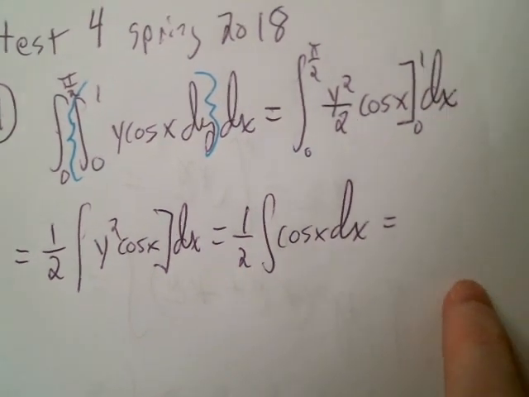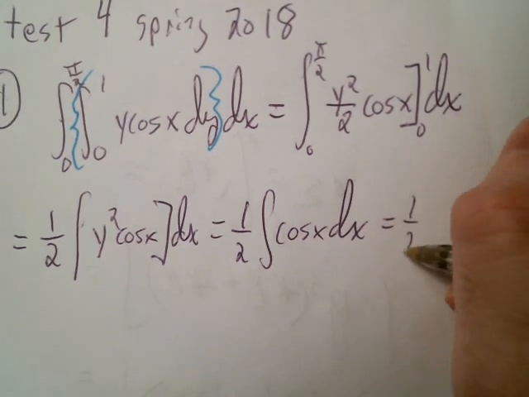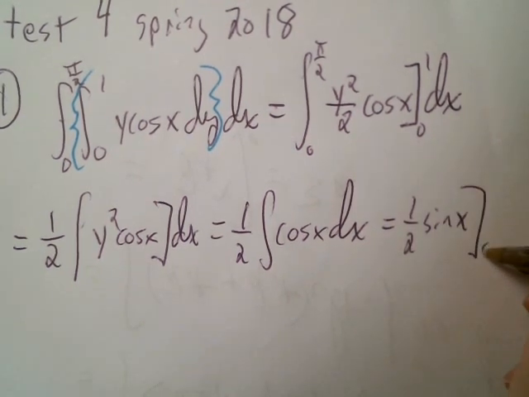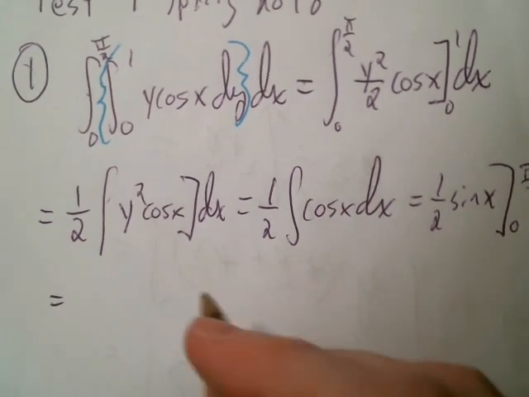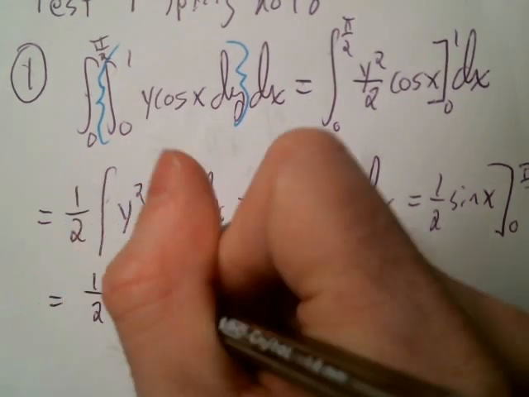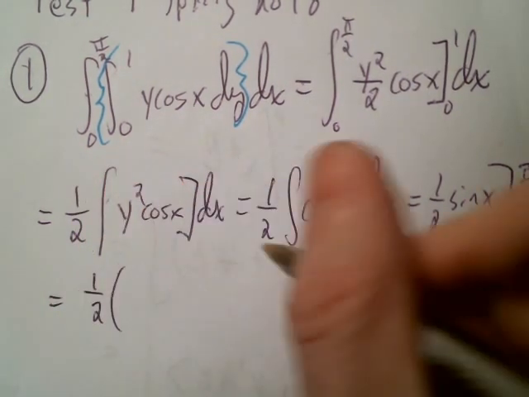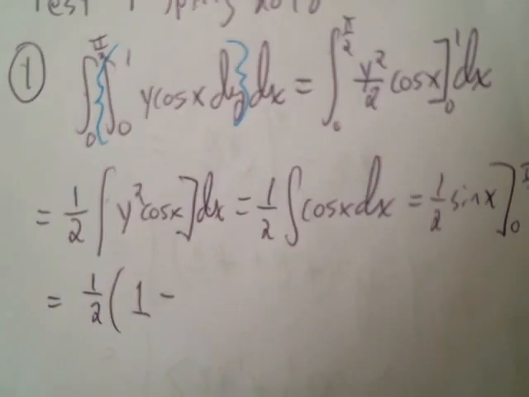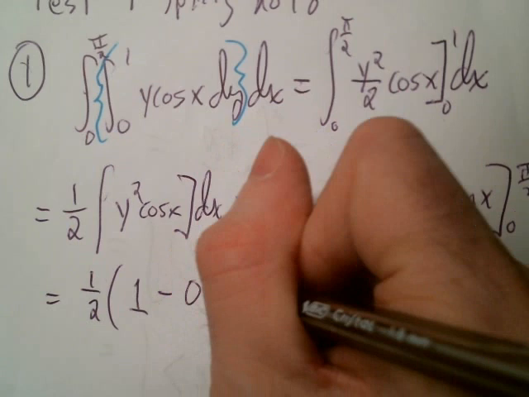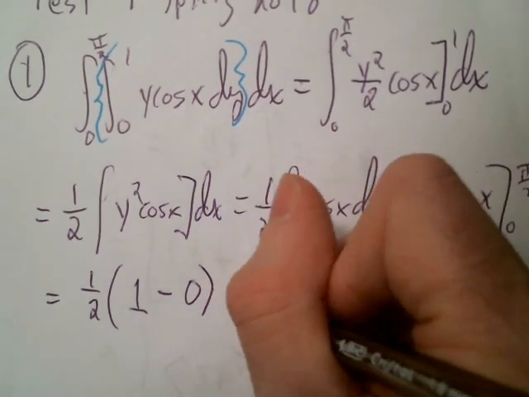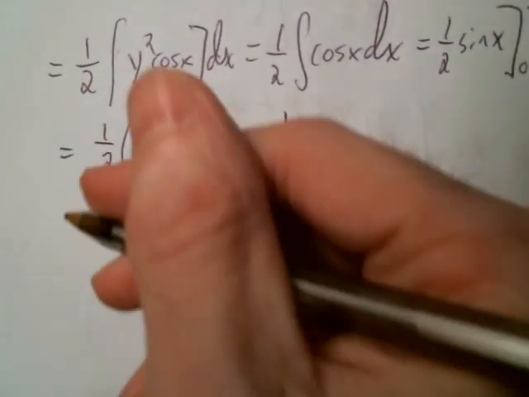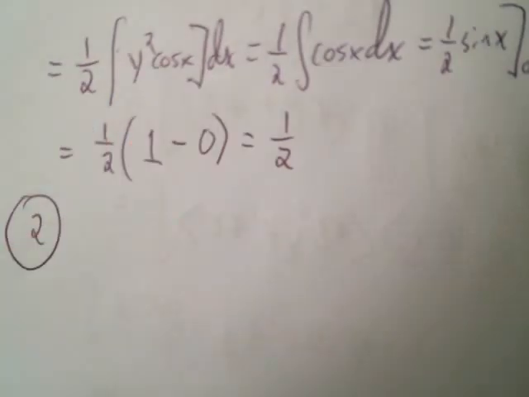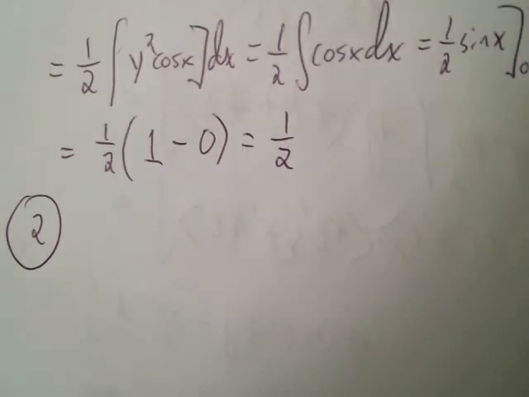And then, of course, the antiderivative of cosine is sine, so you get 1/2 sine x evaluated from 0 to pi over 2. And finally, plug in pi over 2 and plug in 0. So the fundamental theorem of calculus. Sine of pi over 2 is 1, and the sine of 0 is 0. So you're just going to be left with 1/2, which is your answer. Basically you're just checking to make sure you know how to do a double integral. Problem 2 is sketching the region of integration and then switching the order of integration.